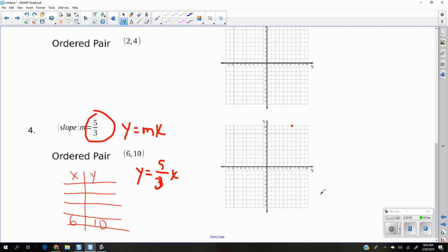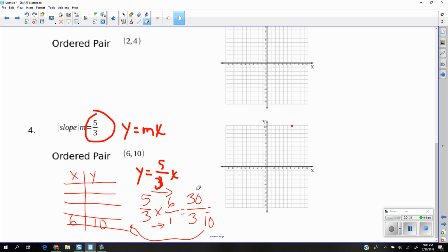Well, how do you multiply 5/3 times 6? Well, you go back to 6th grade math. 5/3 times 6. And remember, any whole number can be represented as a fraction by putting it over 1. And when we multiply fractions, we go straight across. So 5 times 6 is 30, and 3 times 1 is 3, which reduces to 10, which is exactly what we have here for Y. All right, so we're going to take this a little step further.